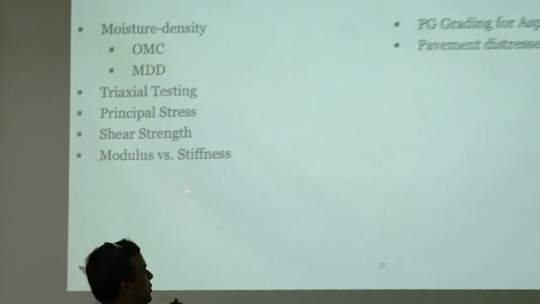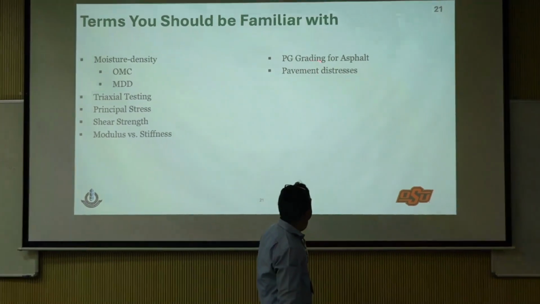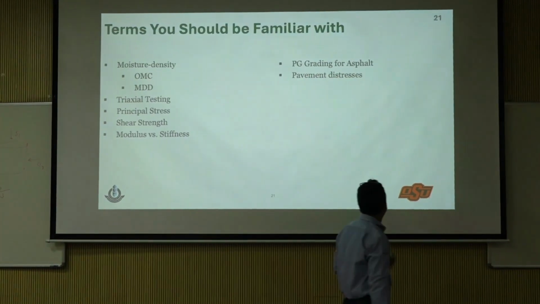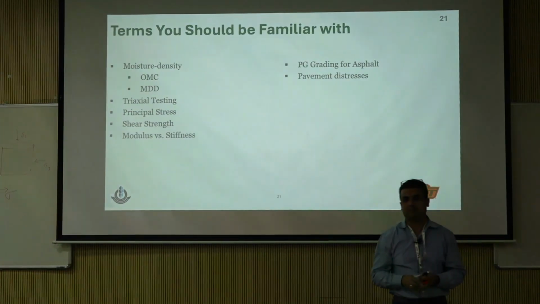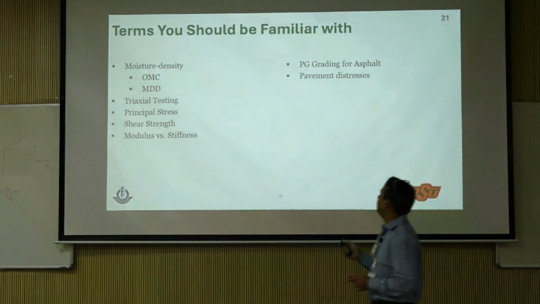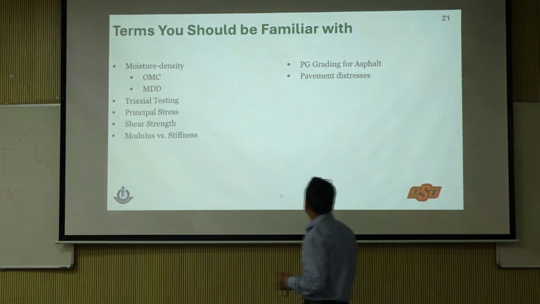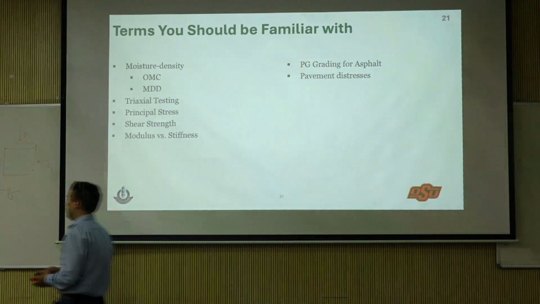Then modulus versus stiffness, we went over that a little bit. I don't think in this course I'm going to go into PG grading of asphalt much, but that's the performance grade, which is a way of defining asphalt quality. And then pavement distresses, you know this, you know this.